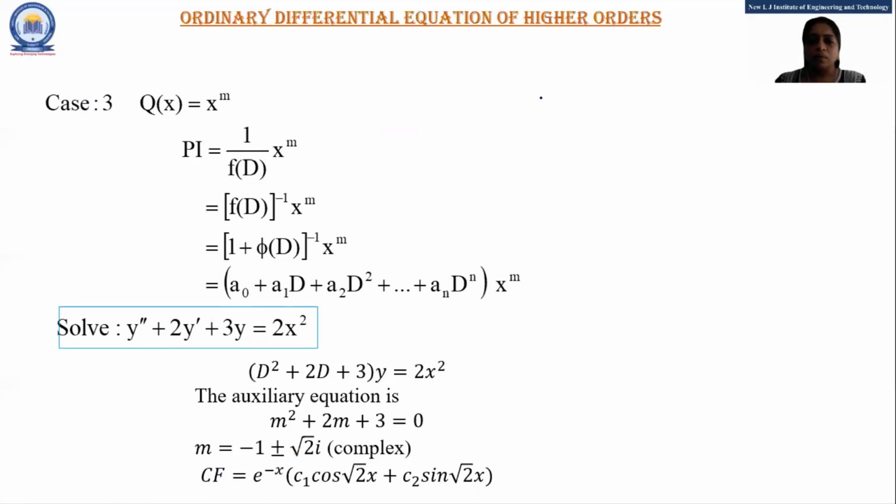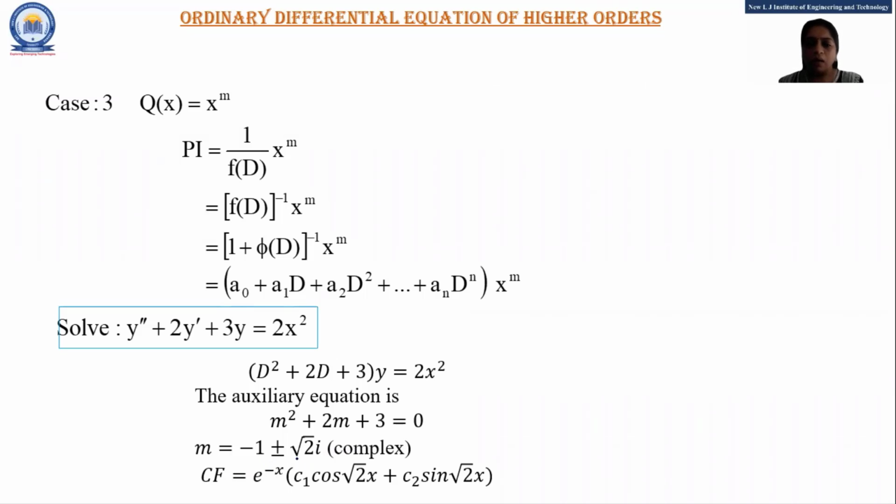Then we replace this (1 plus phi D) raised to minus 1 with the help of the binomial expansion, right? And our example was y double dash plus 2y dash plus 3y is equal to 2x square. So first we find the CF, that is, the auxiliary equation, and our auxiliary equation is m square plus 2m plus 3. With the help of the formula minus b plus or minus under root b square minus 4ac upon 2a, we get our roots, that is, minus 1 plus or minus root 2 i.